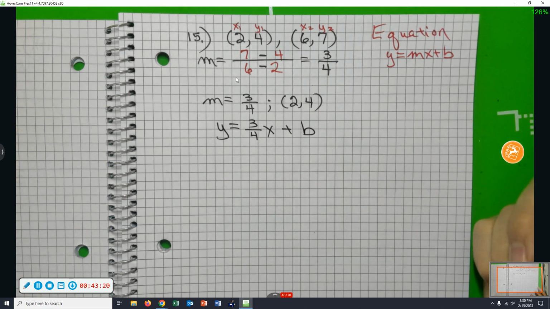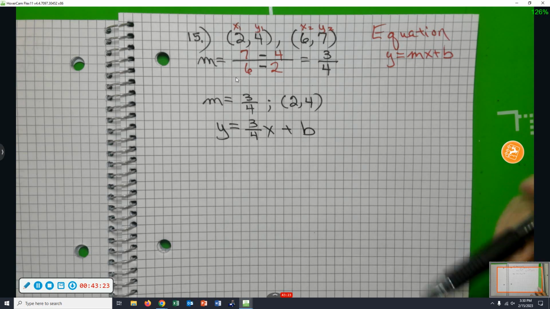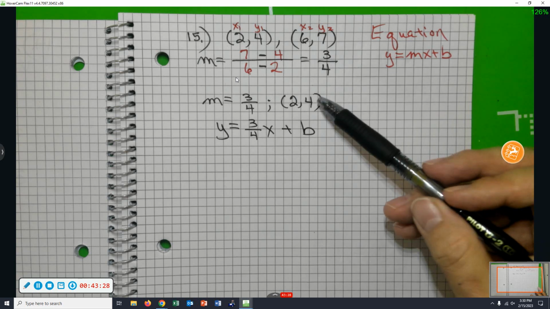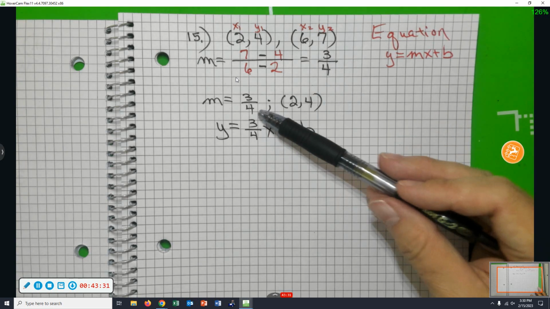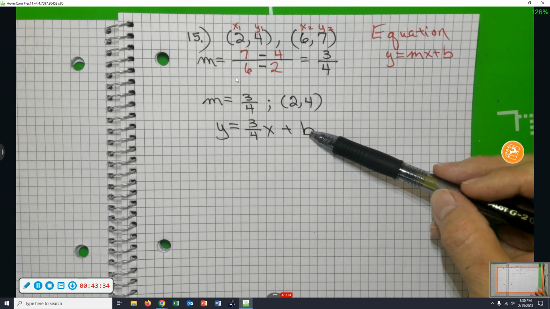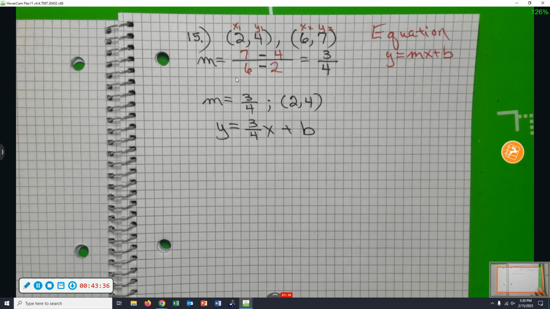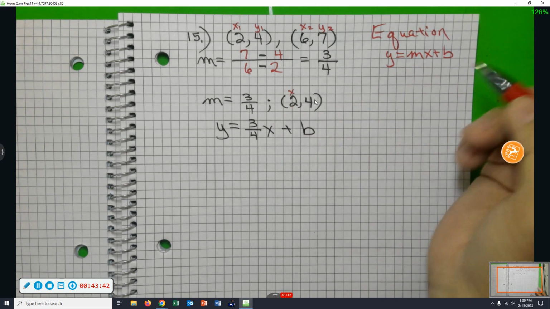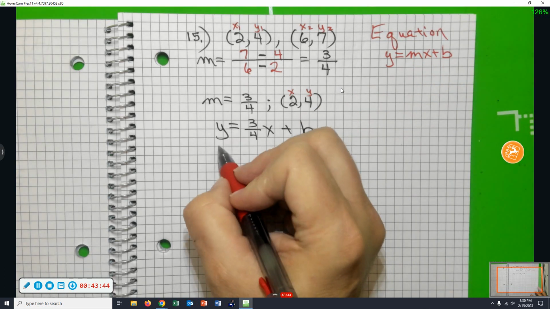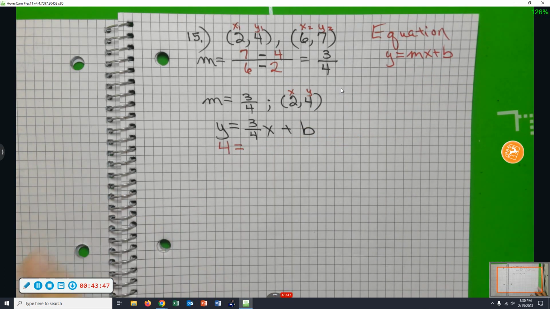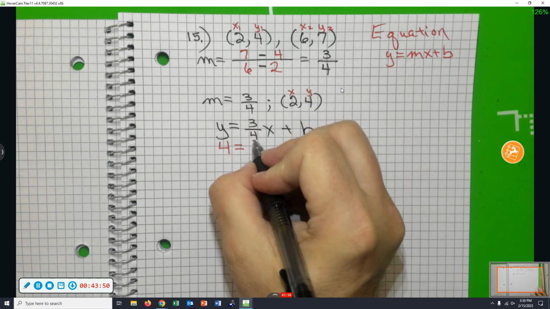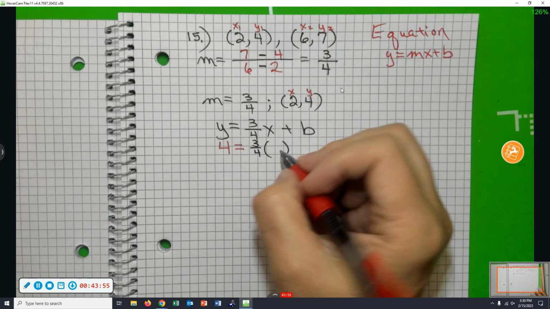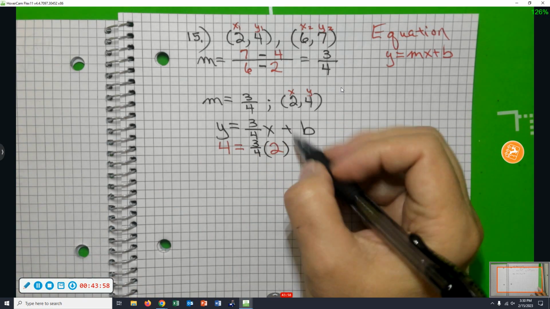Let's see, is everyone caught up? Y'all follow our logic? We're now using this y equals mx plus b. We use the slope formula to find the value of m. Still have to find b. What number am I going to use as x here? 2. Y, 4. So we have 4 equals 3 fourths times 2 plus b.